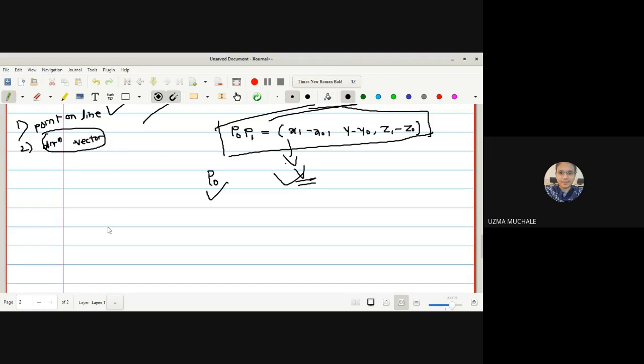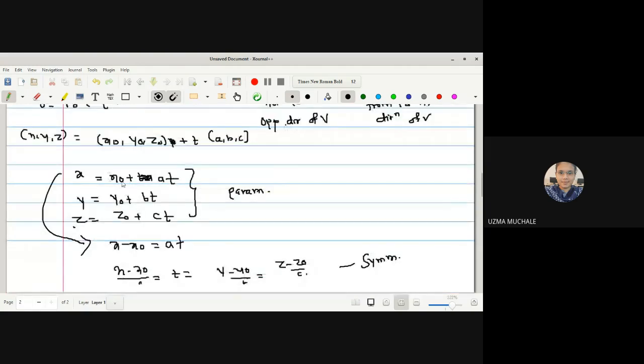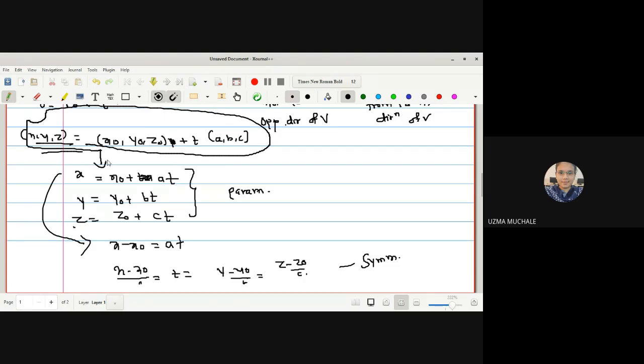Right? Now let us discuss what it will look like. X is equal to x0 plus a into t. This is the same form that we had initially. X is equal to x0 plus at. Have you understood from this step to this one? If you have a doubt, you can ask. What have we done here?